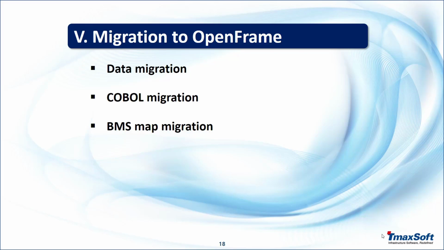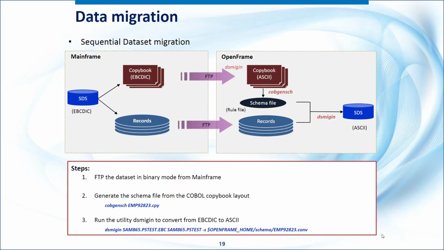Migration to OpenFrame. During a rehosting project, primarily there are three components that need to be migrated from mainframe to OpenFrame. First is data, second is application, and third is presentation layer, that is BMS maps. Let's talk about the migration process in detail for these three components.